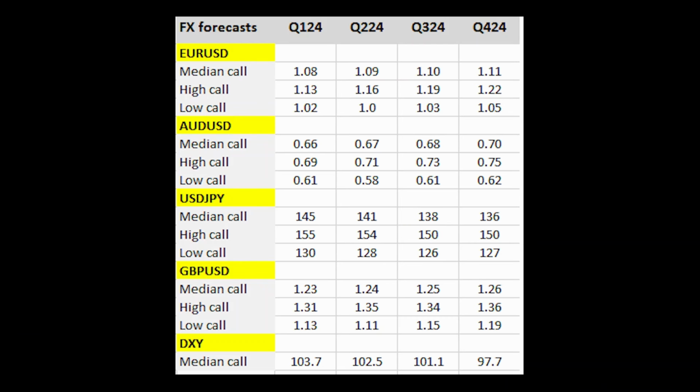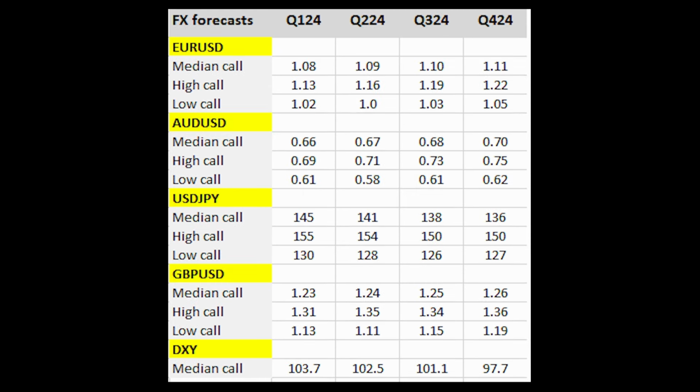You can have a look at cable, and while expectations are that we are seeing some short-term downside in the pound, by the end of the year the market's expecting, or the medium consensus gravitates to about 1.26, the Aussie dollar to about 70 cents by Q4, and also dollar yen, which I think being short dollar yen seems to be a broad consensus trade at this moment.